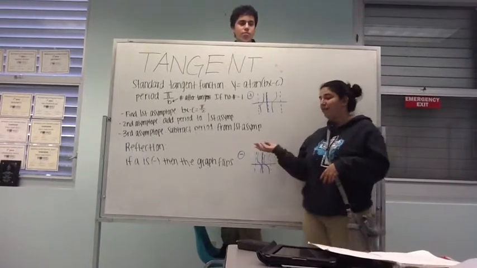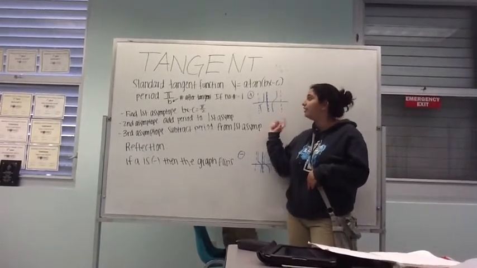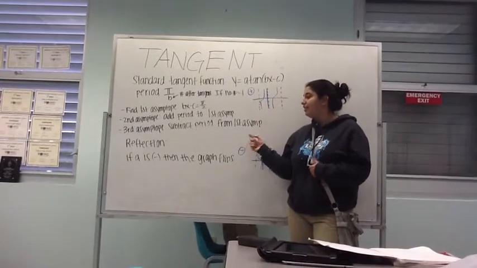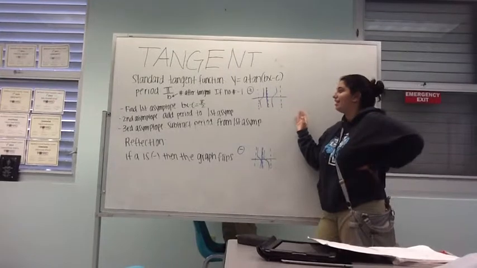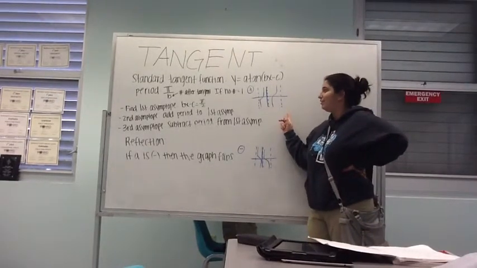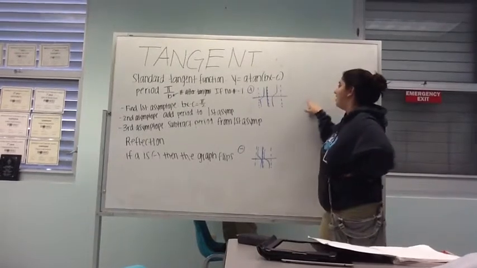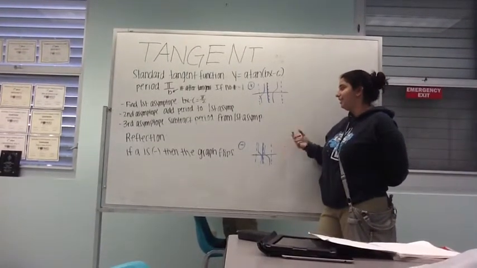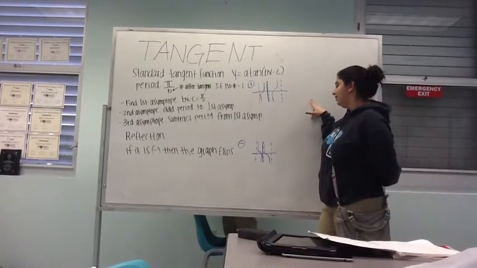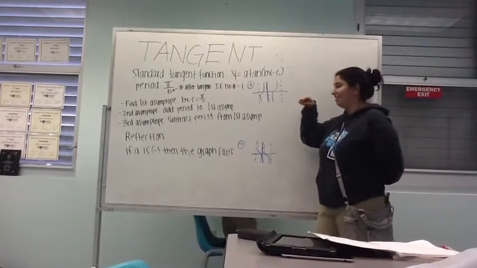Now, a reflection happens if a is negative, which is the number before tangent. If it's negative, then the graph flips. So this is how a positive tangent graph would look. It would go right, and then it would go down left. And then a negative tangent curve would go down right. So it would be like left and then right.